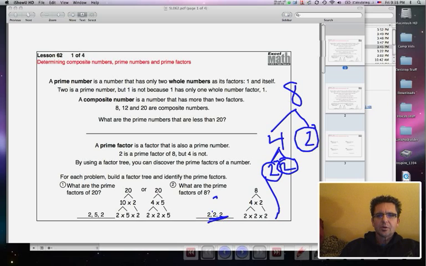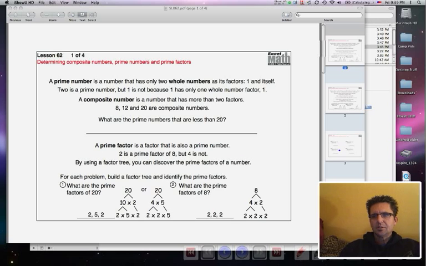Another way to write this is 2 cubed, because 2 times 2 times 2 is equal to 2 to the third power. That means the number 2 being multiplied 3 times.